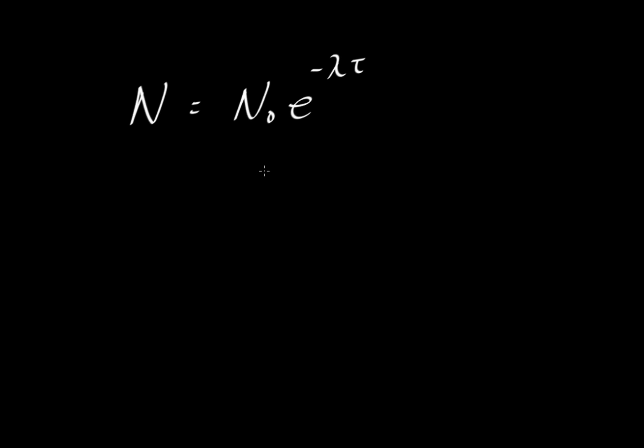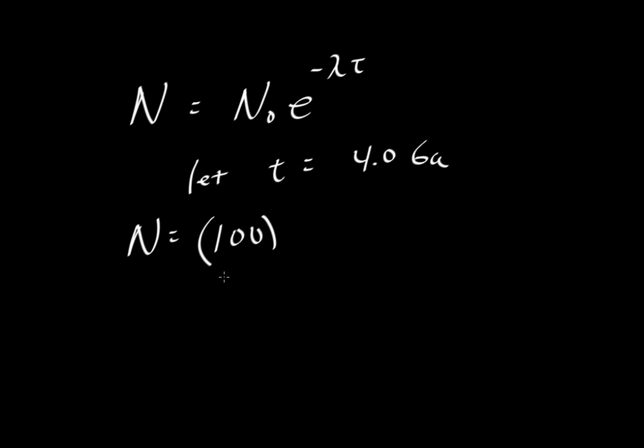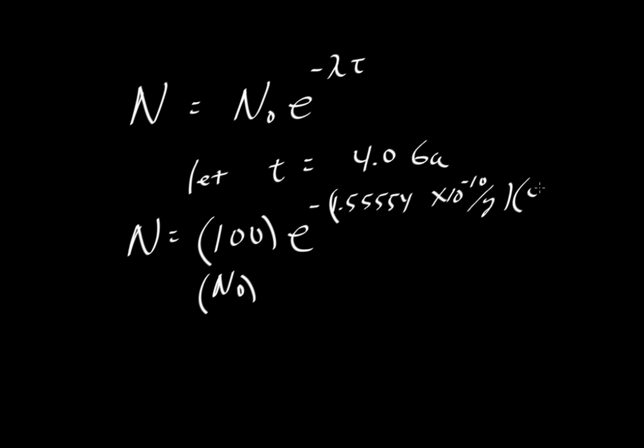So let's do a sample calculation where we don't have an even number of half-lives. Let's let t equal 4.0 billion years, so 4,000 million years. So what would we have then? Well, we would have N is equal to 100, that's our N naught, the initial number of atoms, multiplied by e raised to the power of minus 1.5554 times 10 to the minus 10 per year. That's our lambda. And then that would be multiplied by 4 billion years.